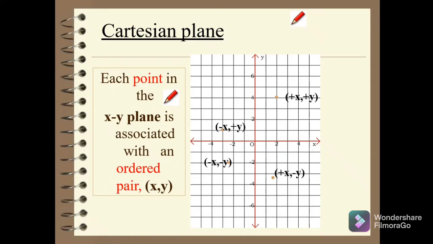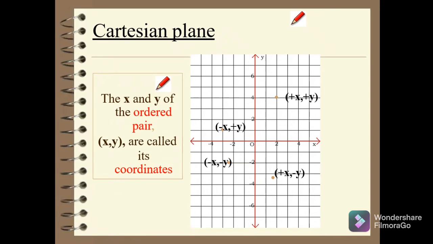When we move to the right, it is a positive x. When we move upward, it is a positive y. When we move to the left side, this is a negative x. When we move downward, this is a negative y. So, meaning, lahat ng nandito is negative x, negative y; negative x, positive y; positive x, positive y. And the fourth quadrant is quadrant 4, which is positive x and negative y.